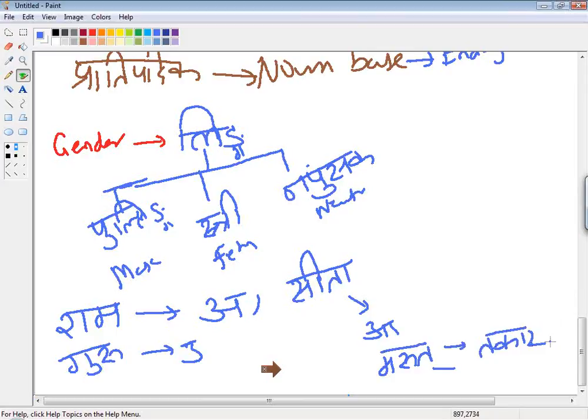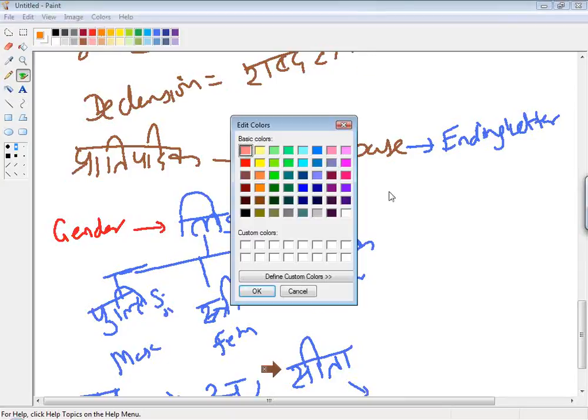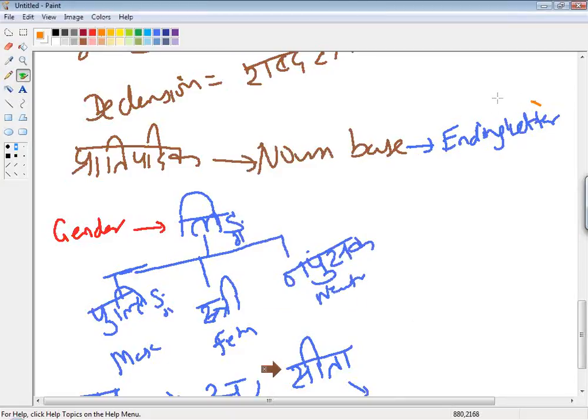Now, when you specify, we just spoke of the fact that there are 8 into 3, 24 forms for a given noun. Okay? And based on this ending letter, this ending letter is how you understand the various varieties of these 24 possibilities.